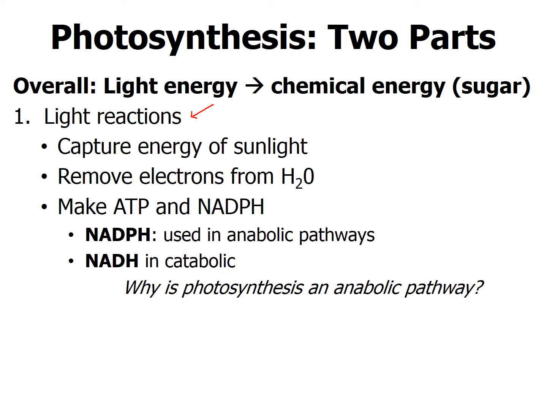We remove electrons from water, or we split water, and that's where we make oxygen. And we also harvest the protons, and we use those in making NADPH, reducing NADP to NADPH, among other uses of the protons. And so we make two main products, ATP and NADPH. And NADPH is used in anabolic pathways, as I mentioned, and it is the electron carrier of photosynthesis. And I mentioned NADH we use in catabolic pathways.